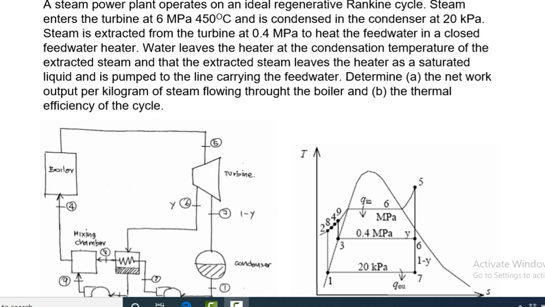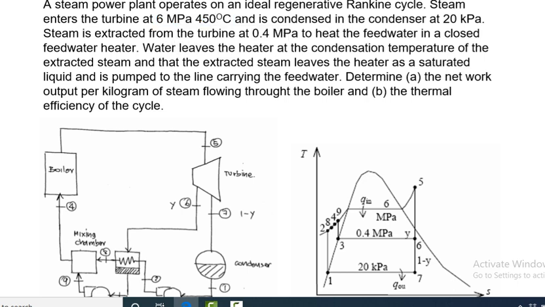Then first of all, you have to read the numerical once again. What is the input given, and what is the output to be found. First of all, steam enters the turbine at 6 megapascal, 450 degrees Celsius. That means the steam pressure is 6 megapascal. At point 5, the steam enters the turbine, having a pressure of 6 megapascal and a temperature of 450 degrees Celsius. The steam is superheated because the temperature is more than the saturation temperature.